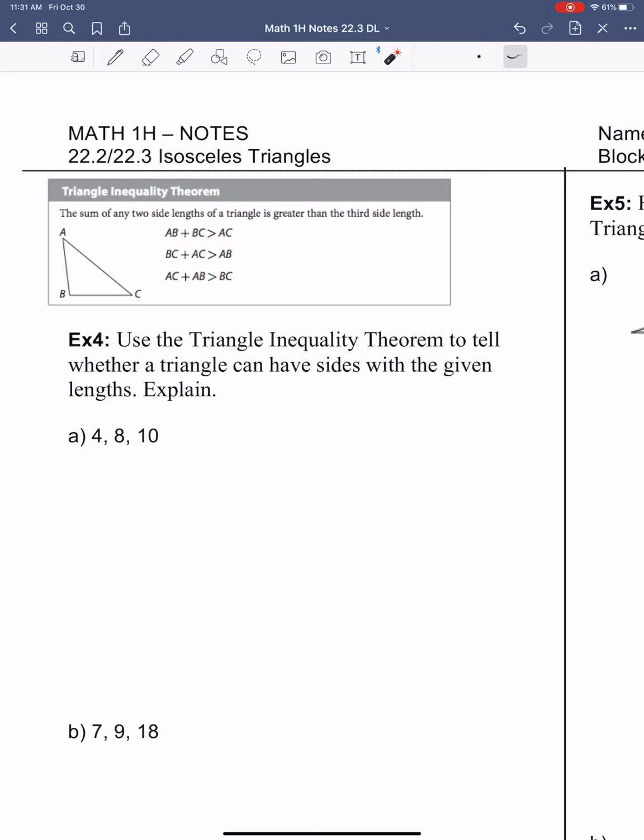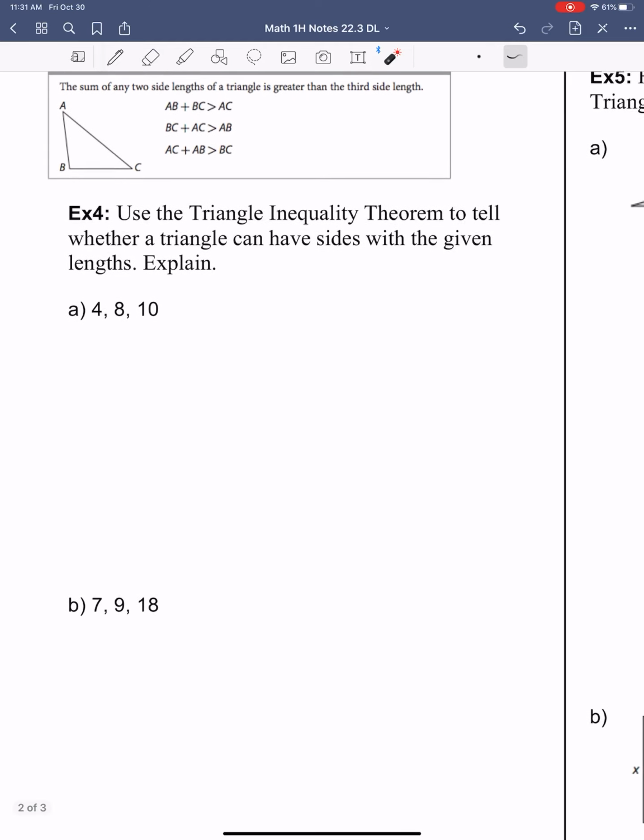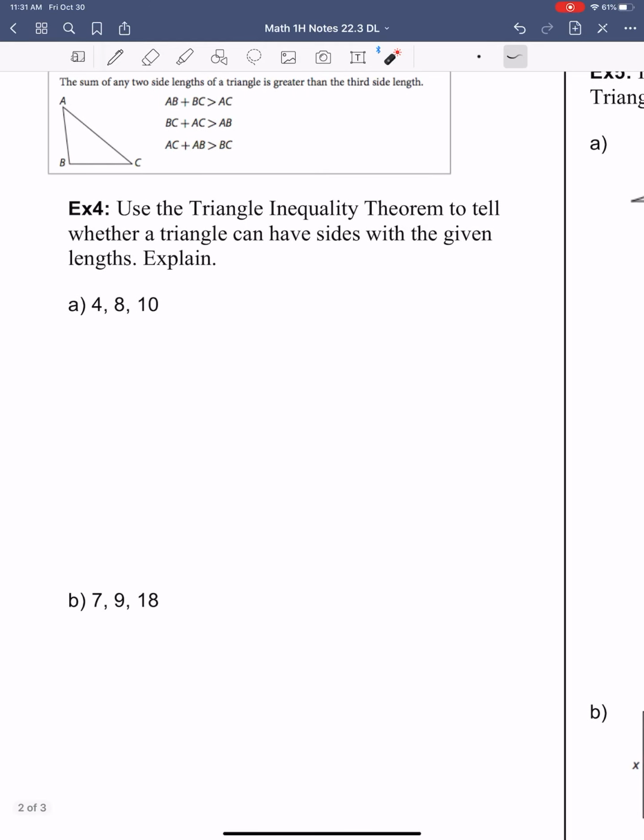You can see that they've given you some examples here, right? If I add up the length of AB and BC, it needs to be greater than this remaining side length here in order for us to make a triangle. In this first example, it says use the triangle inequality theorem to tell whether a triangle can have sides with the given lengths and then explain. And we'll use that theorem here.